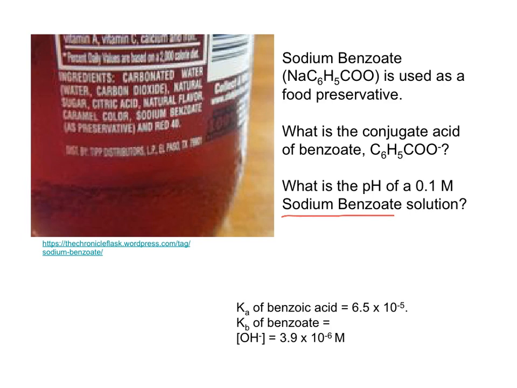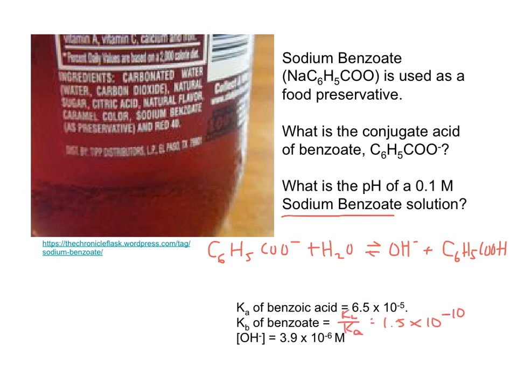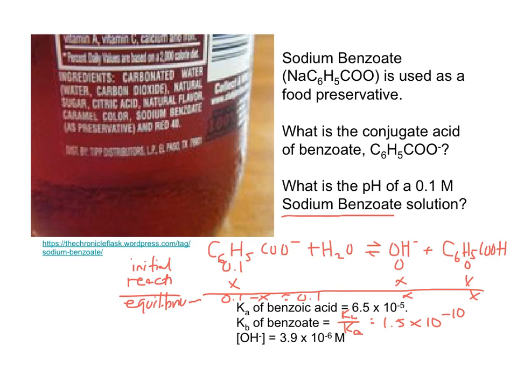Here is the base hydrolysis reaction. Kb is calculated from this formula. Then set up an equilibrium calculation and solve for X. Then calculate the pOH and finally the pH.